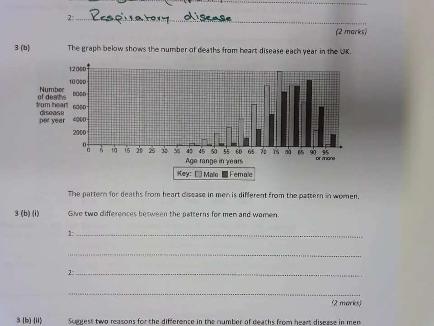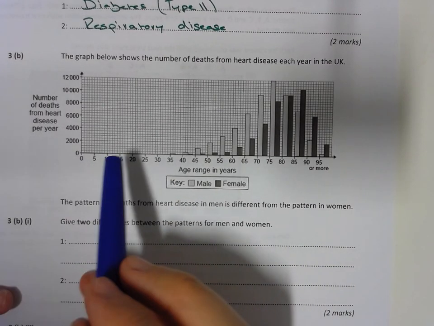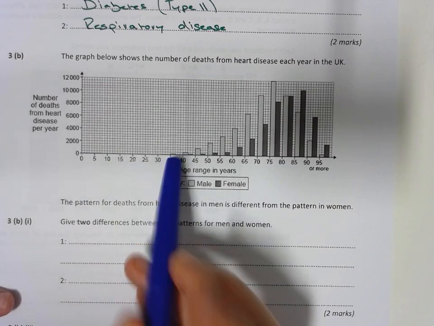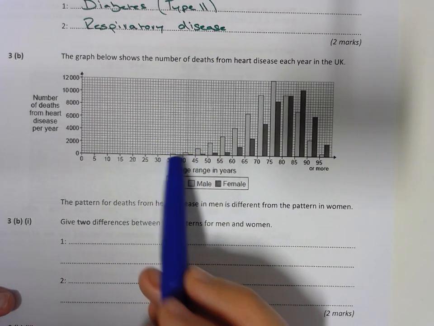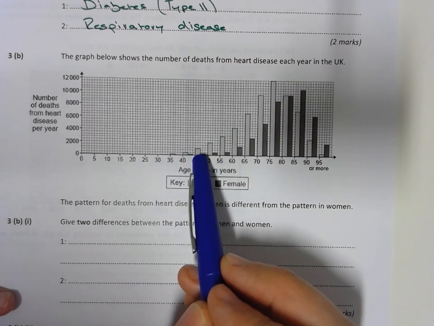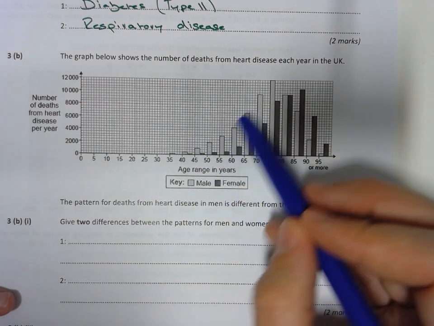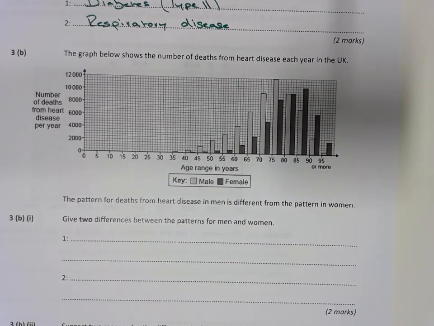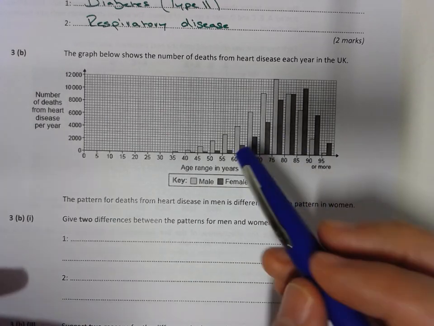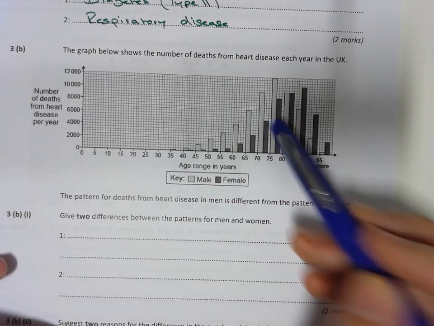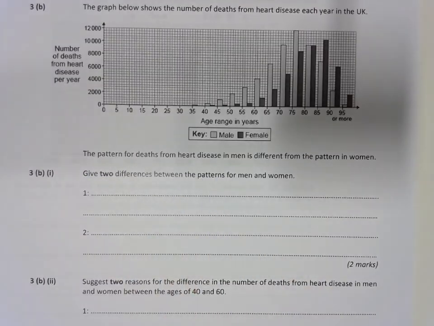3b part 1. So if we just have a look at this graph first, you'll see that the number of deaths from heart disease is pretty much non-existent in males and females before the age of 35. From 35 it starts to increase, but it increases a lot faster for males than it does for females. In general, we'd say males have a lot higher risk, a much higher risk of death from heart disease, whereas females, although it is high around here, generally speaking it is less than males. So it wants 2 differences between the patterns for men and women.